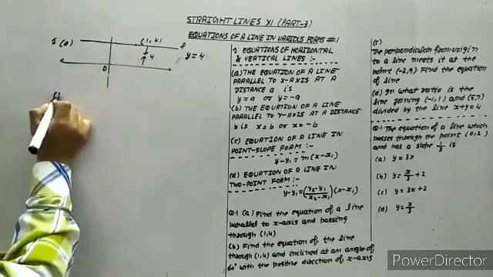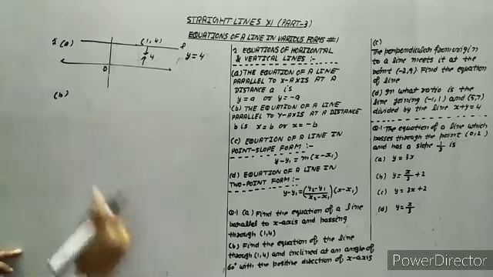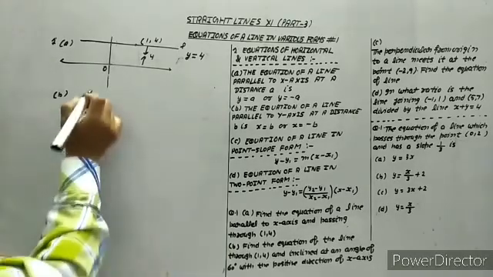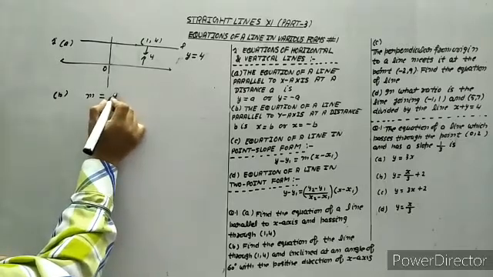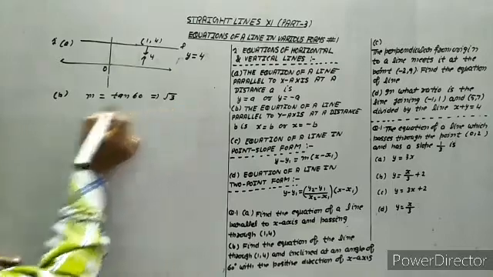Now look at this. In part B, find the equation of a line passing through the point (1, 4) and inclined at an angle of 60 degrees. Inclined at an angle of 60 degrees means slope m = tan 60, which is root 3.